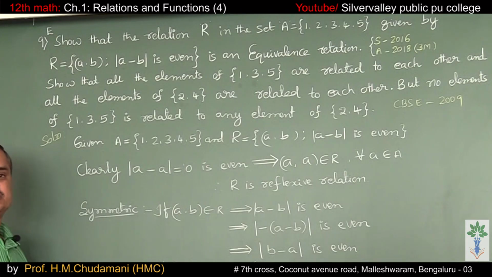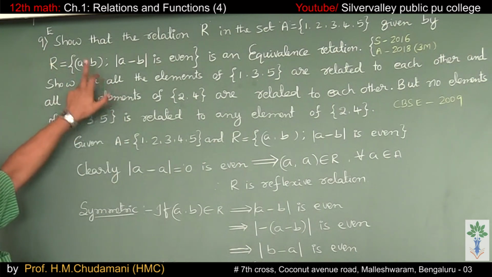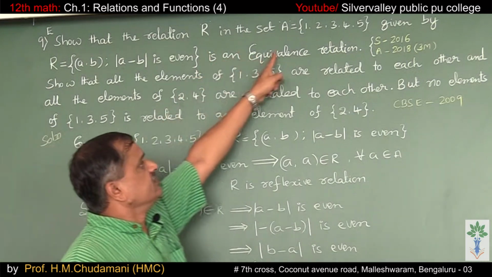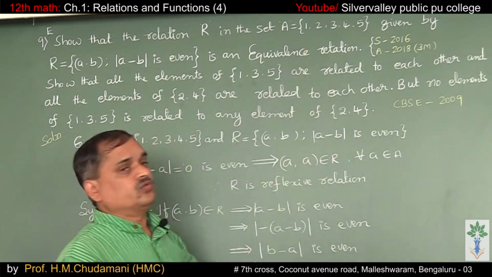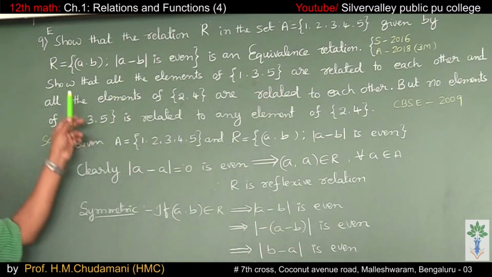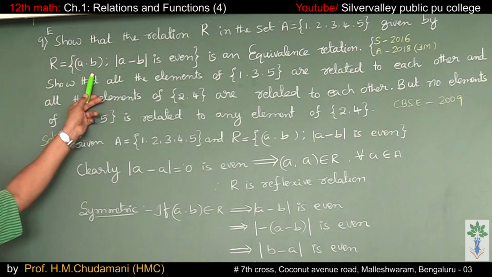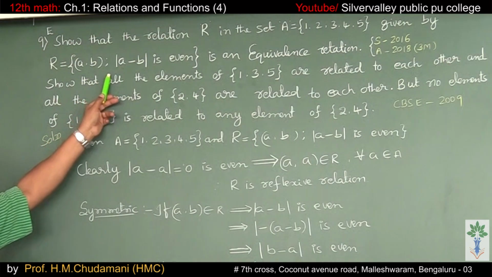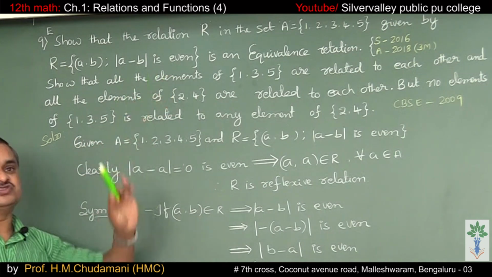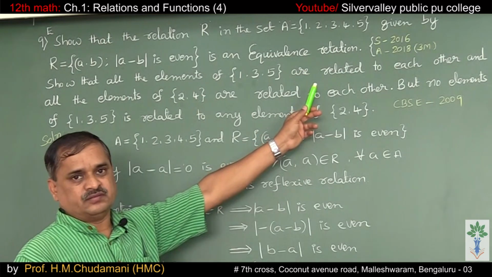Yes, the next question, the 9th one, an exercise problem again. Show that the relation R in the set A = {1, 2, 3, 4, 5} given by R = {(a, b) such that |a - b| is even} is an equivalence relation.